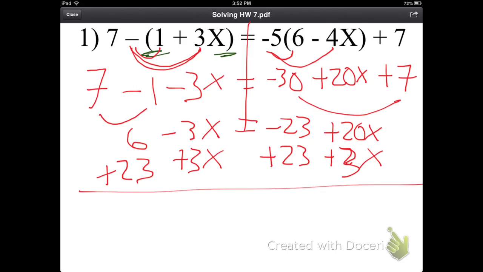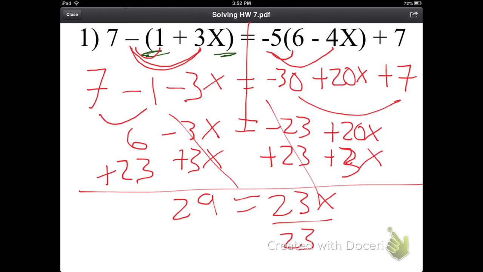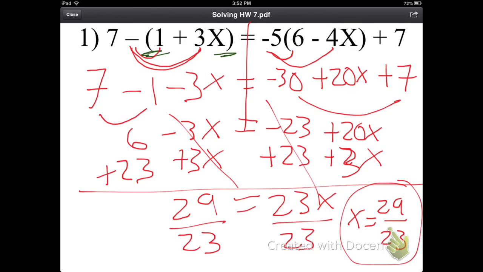Basically what I'm doing now is I'm choosing to pick the right side for my variable, so I'm going to add 23 to both sides to get rid of it on the right, and I'm going to add 3x to both sides to get rid of it on the left. So left is where I'm going to put my non-variables, and on the right side is where I'm going to put my variables, and then you divide both sides by 23 to get x all by itself. So x gets you 29 over 23, like it did on the last homework.